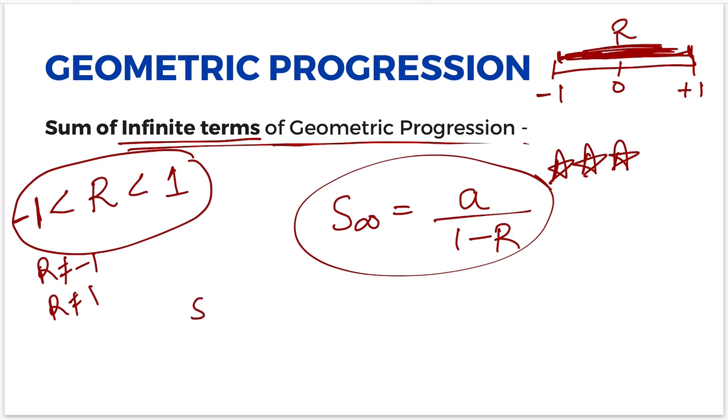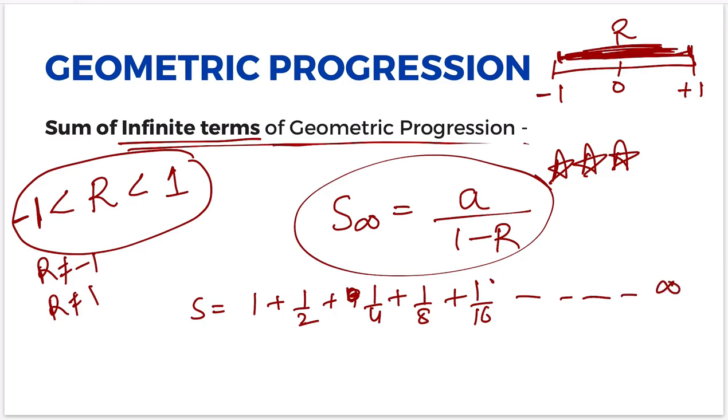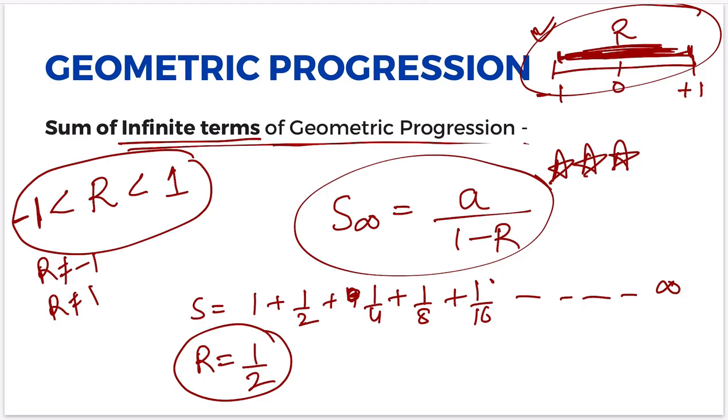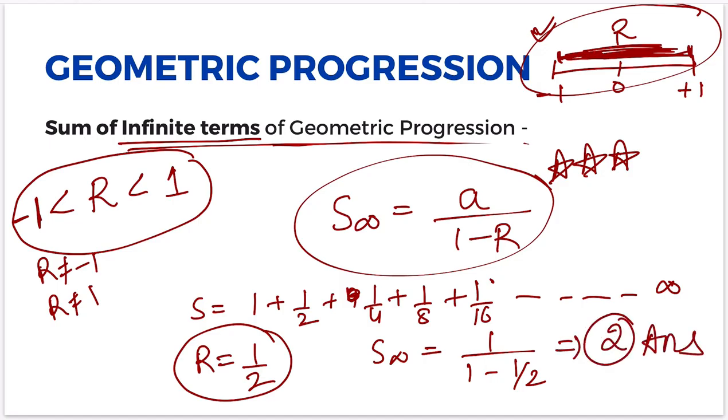Suppose they have given you the series 1, 1 by 2, 1 by 4, 1 by 8, 1 by 16, and so on. Can you find the sum of the infinite series? Yes, because the ratio is 1 by 2, which is in this range. So the sum of infinite terms is possible, and that is a upon 1 minus r. The answer you are going to get is 2.